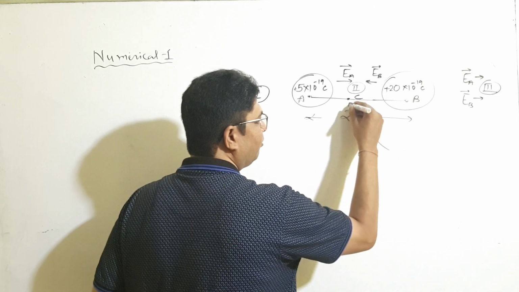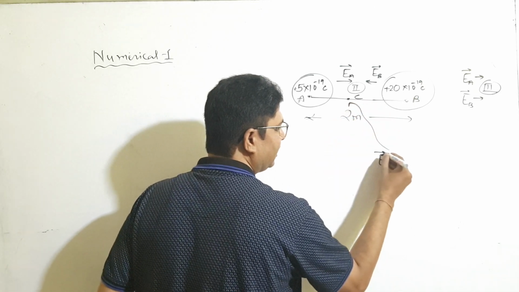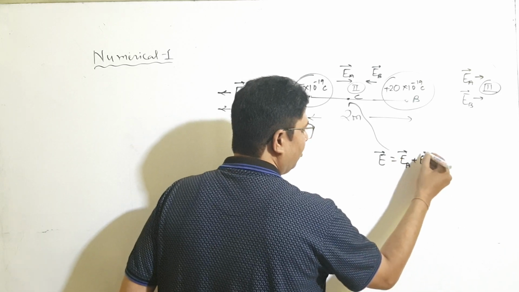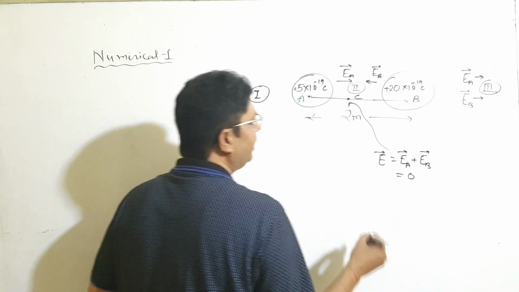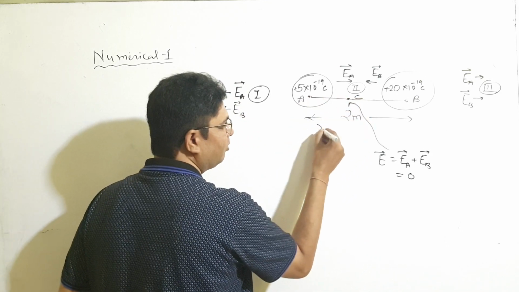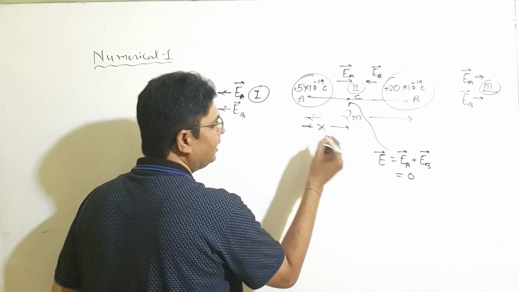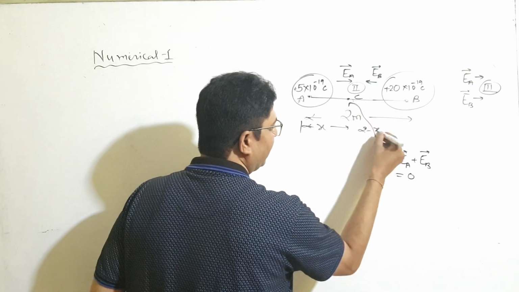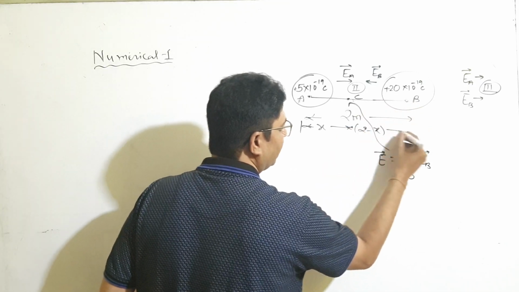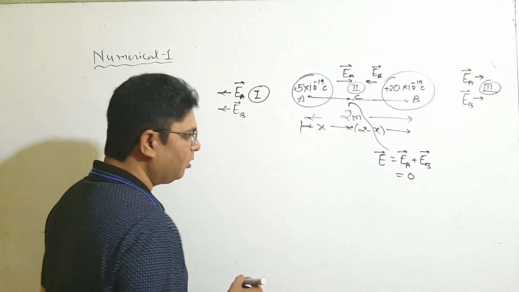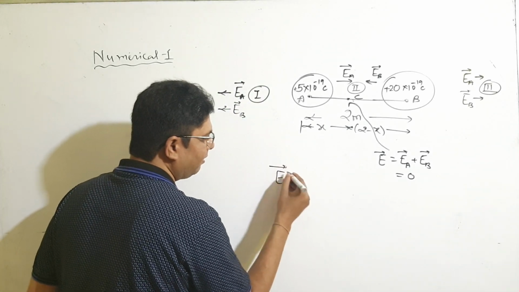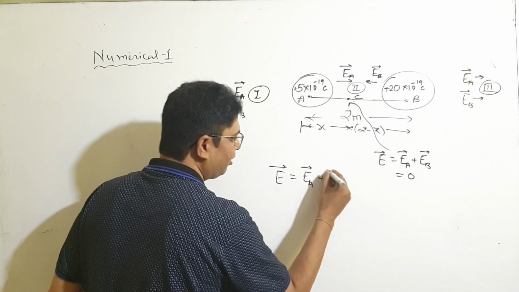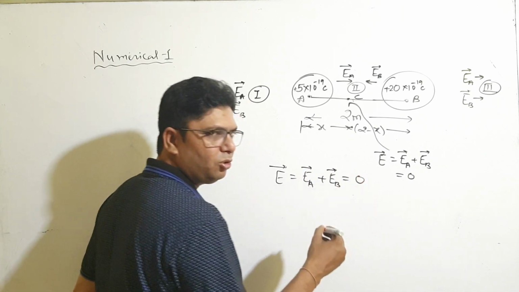This is the point where you have resultant electric field E equals E due to A plus E due to B, which sums up to be 0. Then let AC equal x. Then CB equals 2 minus x. Now you know the formula, resultant electric field E equals EA plus EB, and according to the question this equals 0.